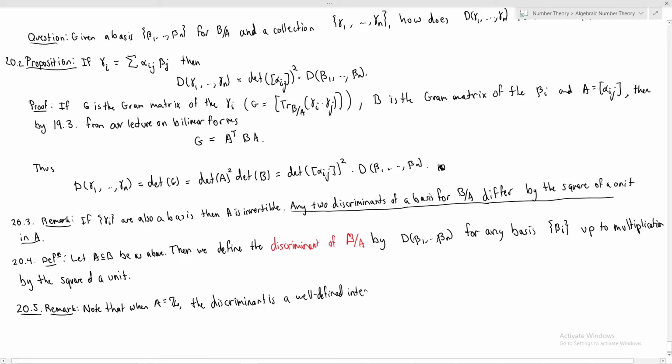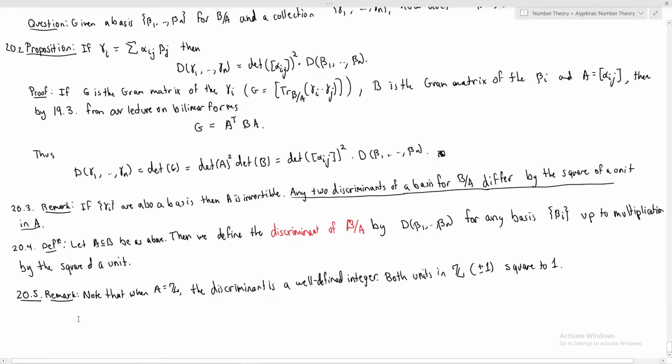Why is this? Well, this is because the only units in Z are plus or minus 1, and they both square to 1. So both units in Z, plus or minus 1, square to 1. So essentially what this definition says in that setting is the discriminant of any basis is well defined up to multiplication by 1, aka it's just a well defined integer.